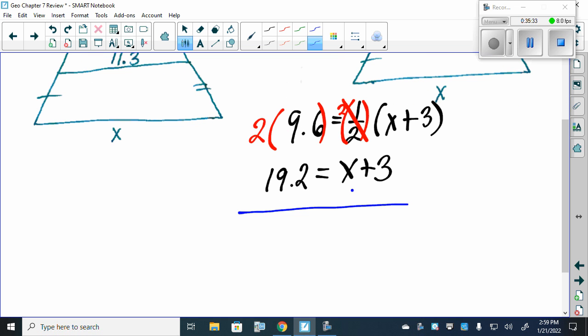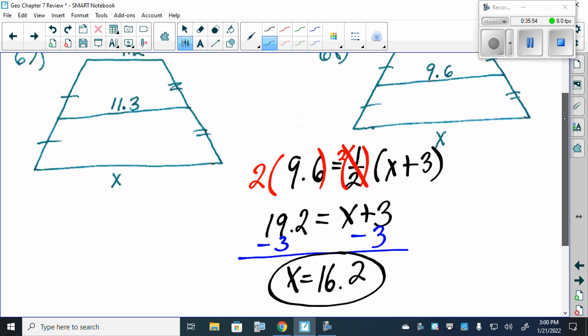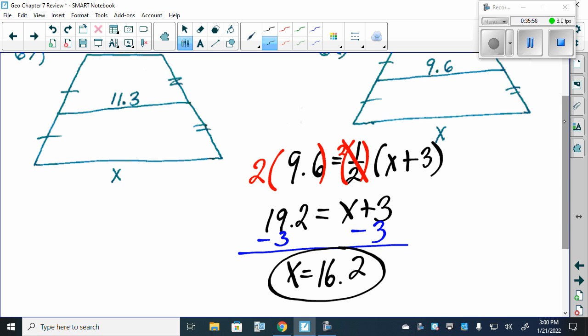Then we would subtract 3 from both sides. x is equal to 16.2. That would just be it. So the other base for this here would be 16.2.